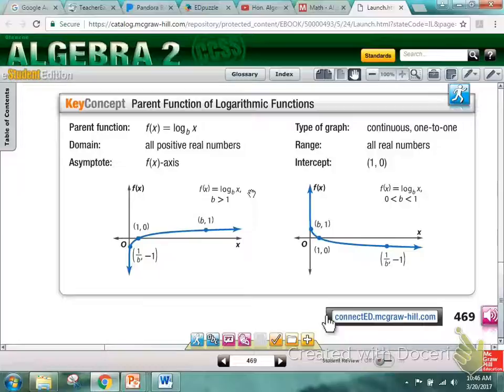If it's a positive number, it doesn't include negatives. What else does it not include? 0. It doesn't include 0, because 0 is neutral. 0 is not positive or negative. So basically what this says is you cannot take the log of a negative number or 0. That's what I want you guys to get out of this. You cannot take the log of a negative number or 0.